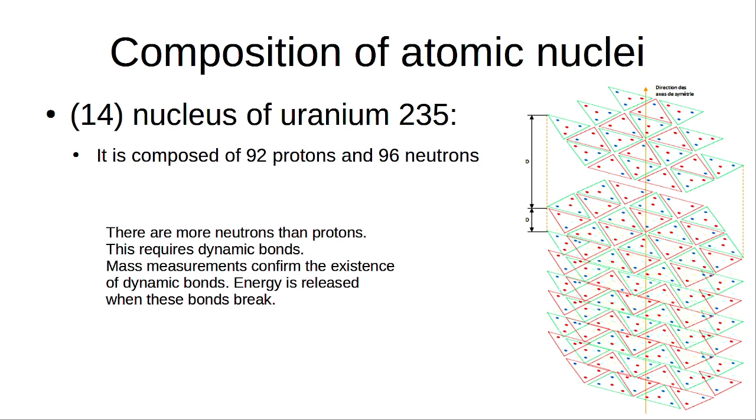14. Nucleus of uranium-235. There are more neutrons than protons. This requires dynamic bonds. Mass measurements confirm the existence of dynamic bonds. Energy is released when these bonds break.